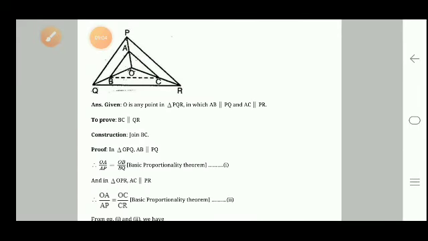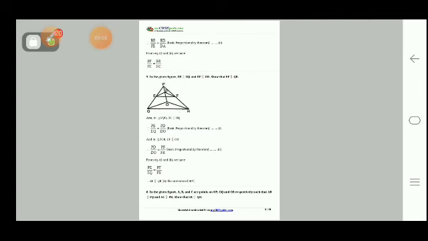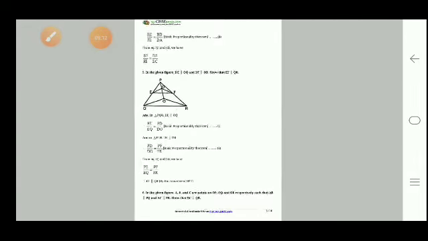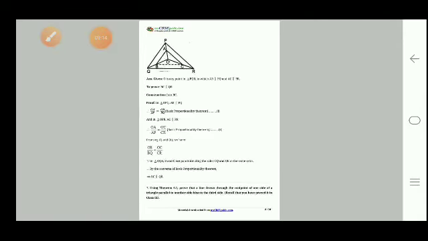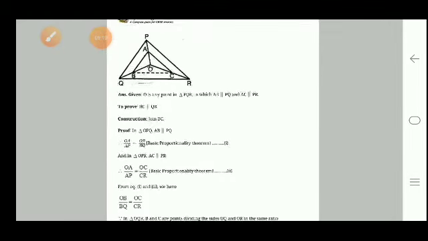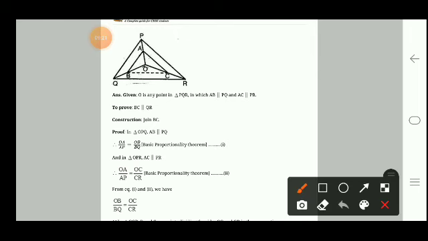So AB is parallel to PQ and AC is parallel to PR, and we have to prove that BC is parallel to QR. So in this question, it is given that AB is parallel to PQ and AC is parallel to PR. We have to show that BC is parallel to QR. This is given, this is to prove. Construction: we have joined BC.